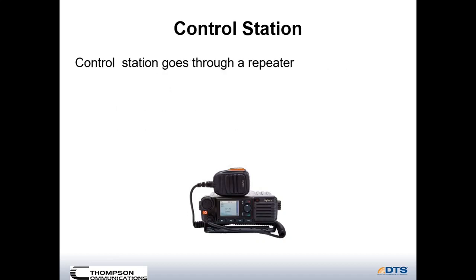Control station goes through a repeater. That's the only difference. Physically, it can be the same radio. Usually has a directional antenna to the repeater and is sometimes turned to lower power.